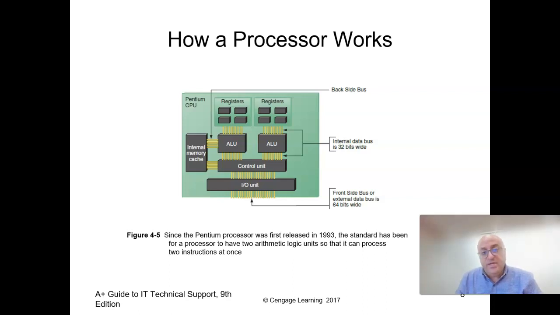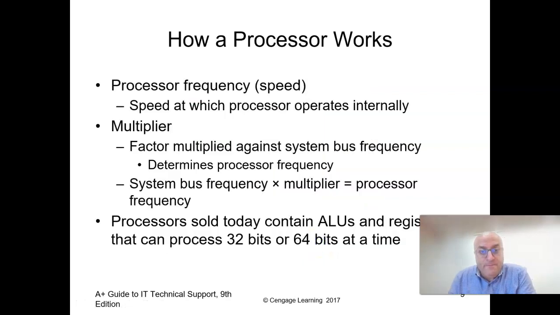Inside the CPU or processor itself, we have registers, which are kind of buffers, a control unit, an internal memory cache, an input output unit, and an ALU. This one is 32-bit, for example. In this technology, it didn't have 64; the maximum was 32-bit. It was released in 1993, and it was a successful CPU.